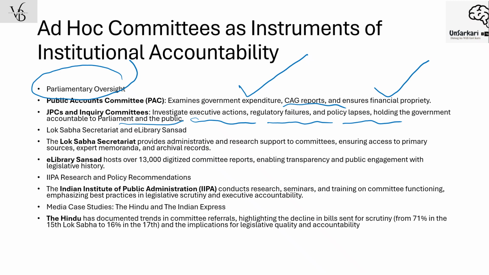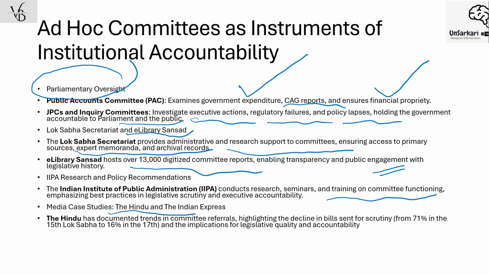Lok Sabha Secretariat and e-library Sansad are also playing an important role in it. What is the Lok Sabha Secretariat doing? Administrative and research support to committees, access to primary sources, expert memoranda and archival records. E-Sansad has over 13,000 digital committee reports. Transparency and public engagement, you can check and one can work on it. IIPA, Indian Institute of Public Administration, research and policy recommendations. It says that research, seminars, training, committees, they also work.